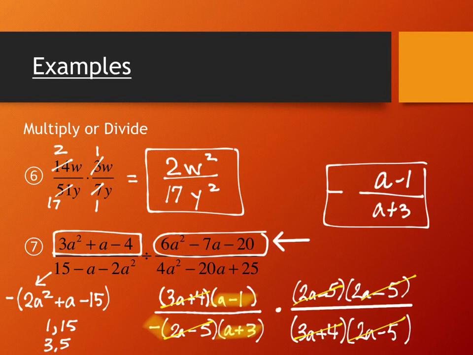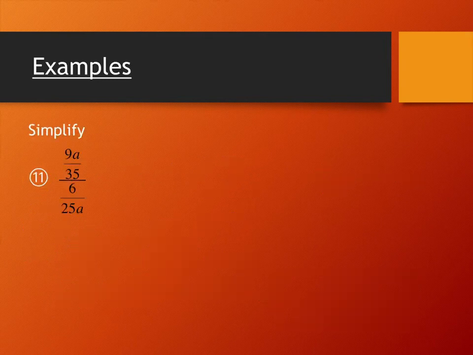Okay? Number 7 was a division problem. I just had the two fractions next to each other with the division sign in between. This problem is a division problem with two fractions, one on top of each other, with a division bar as a fraction bar in between. So if I recognize what's really going on here, this is really 9a over 35 divided by 6 over 25a. That's it. It's not any harder than that. There's just this recognition factor at the beginning.